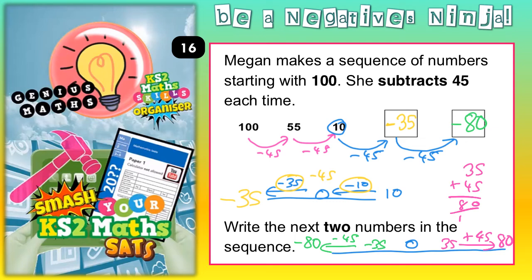It's a good idea when doing questions like this to think of the number line and use the 0 to help you. 0 is your best friend when it comes to doing questions involving negative numbers and number lines.